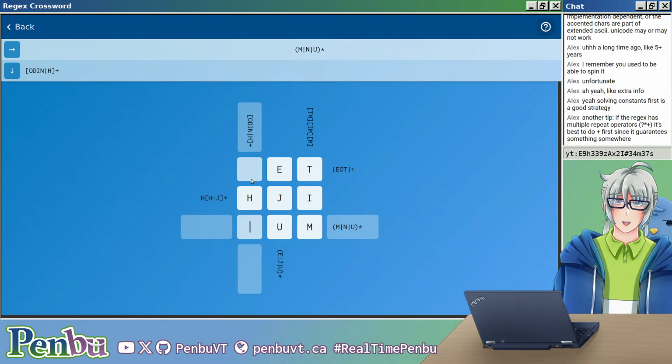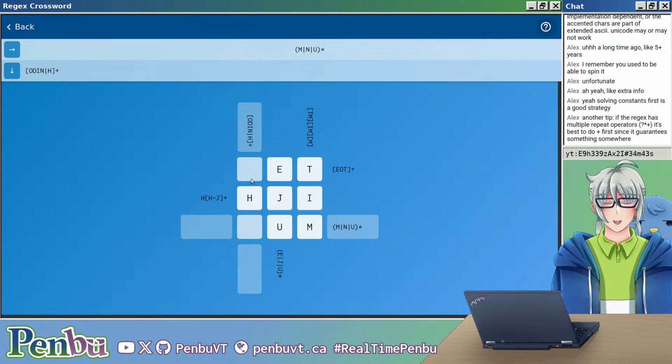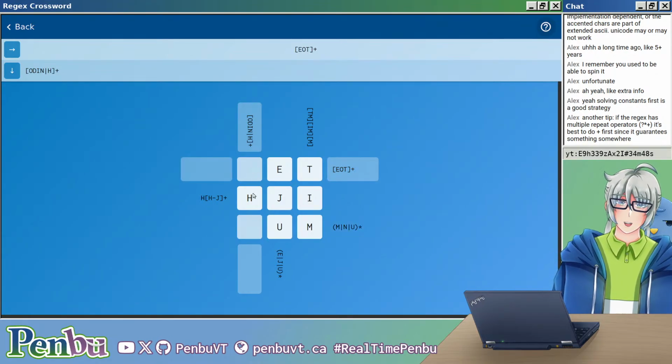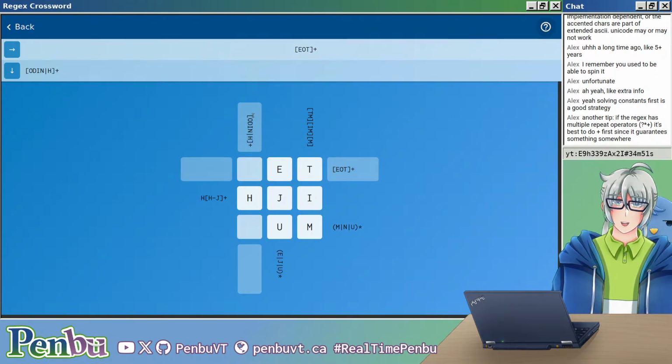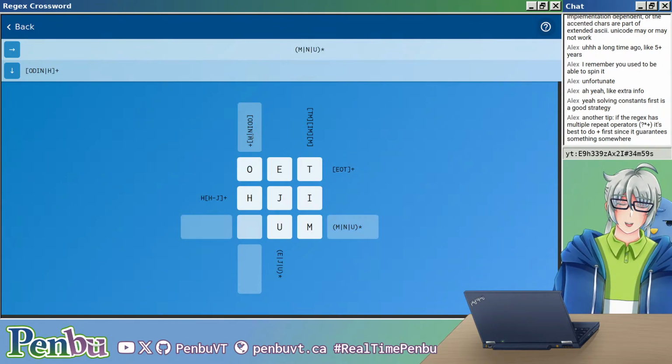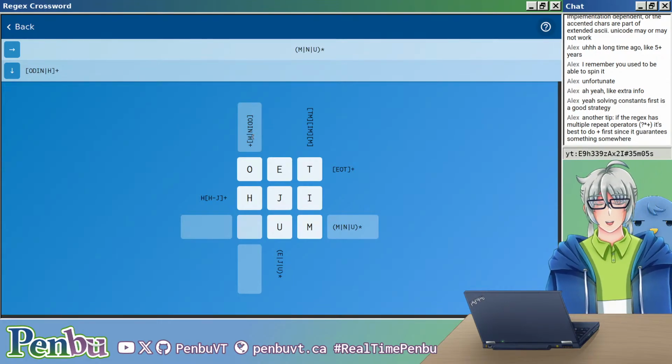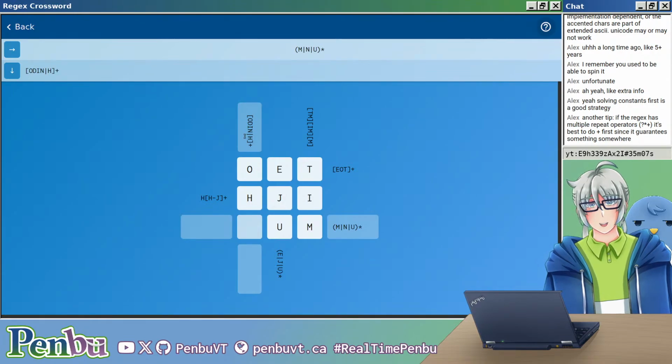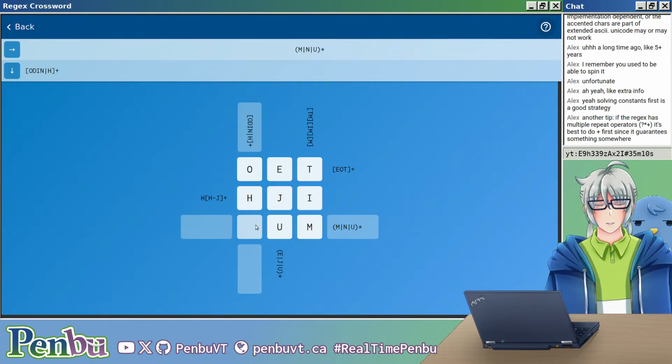Another tip, if the regex has multiple repeat operators, it's best to do plus first since it guarantees that something is there somewhere. Yes, that's correct. Okay, what else do we have here? So we need an overlap between OD, I, and N, and EOT. So that's an O. Or overlap with the vertical bar, which is just a vertical bar here, not the OR operator, or an H. Which is fine. I think the only overlap between this and that is the N.